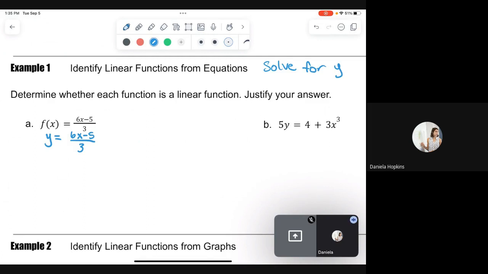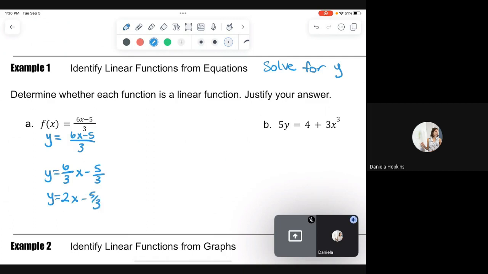If I want to make this look like mx plus b, hopefully you know this rule about fractions: when you have 2 things in the numerator and 1 thing in the denominator, you can split this into two separate fractions with that 3 in the denominator of both. That's sort of like undoing getting a common denominator when we add or subtract fractions. And then what's 6 divided by 3? 2.